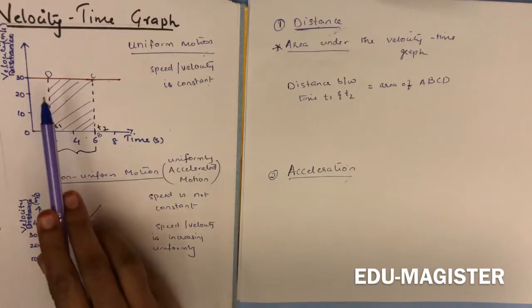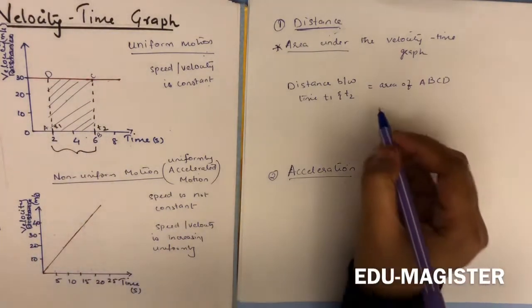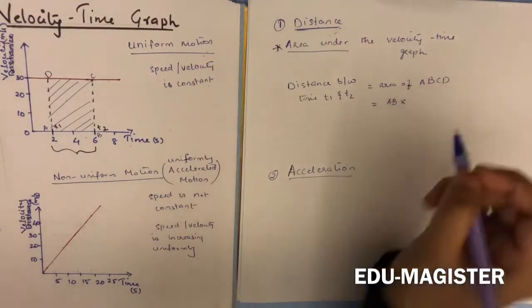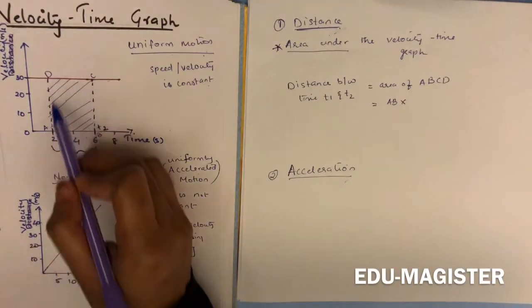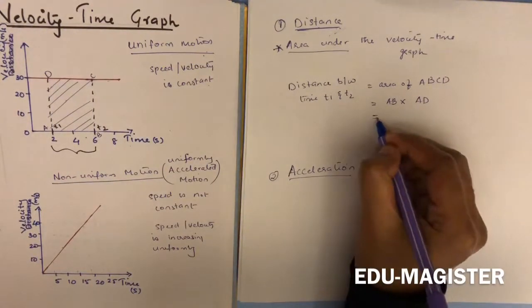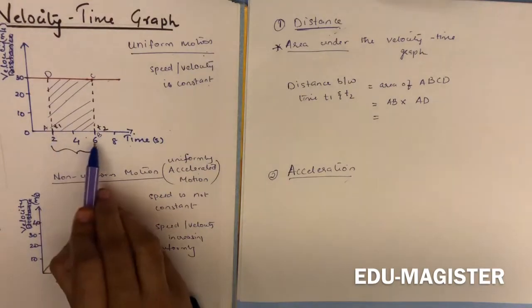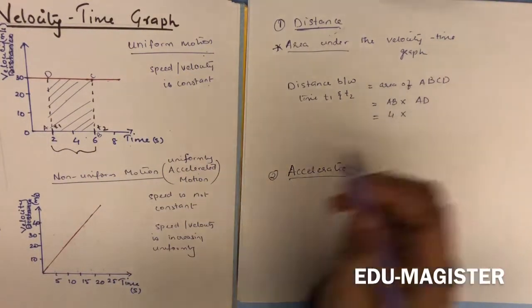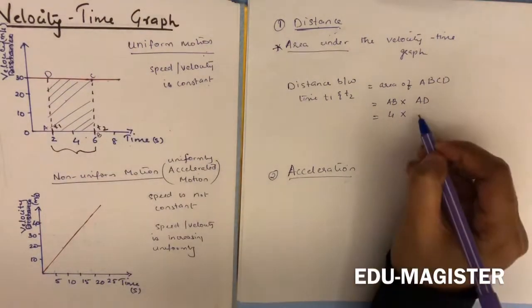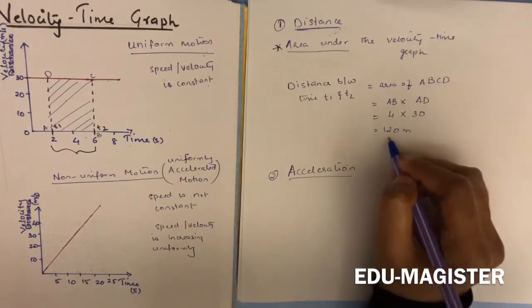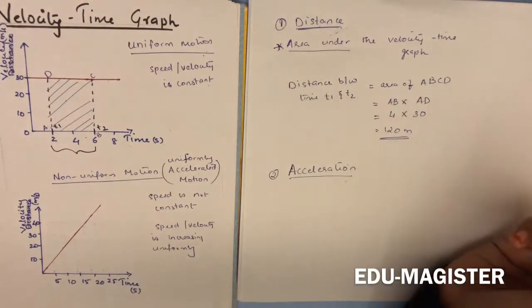Here the area of a rectangle is length into breadth. Here length is AB, right? AB into breadth, we can take it as AD. So that is 4 into AD, which is 30. That is 120 meters will be the answer.